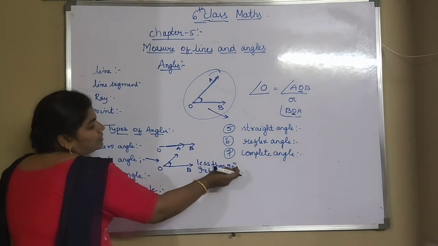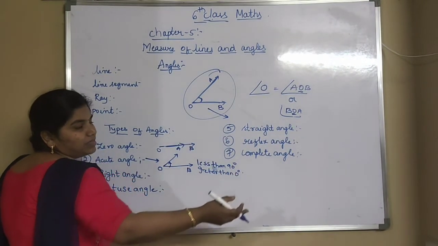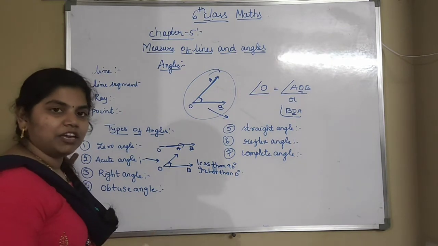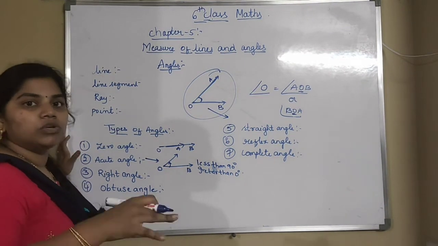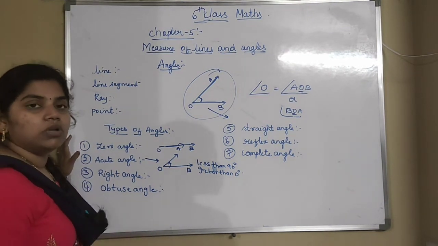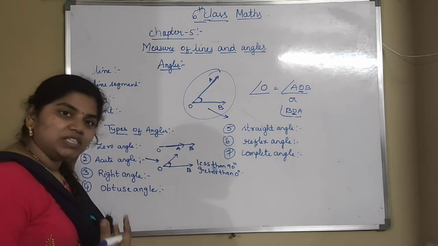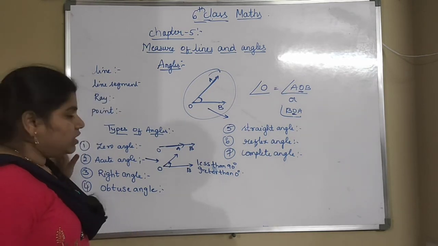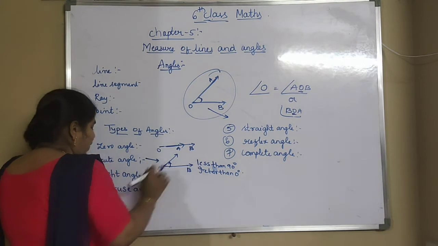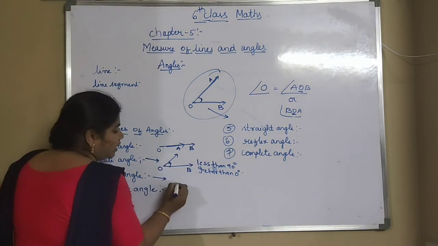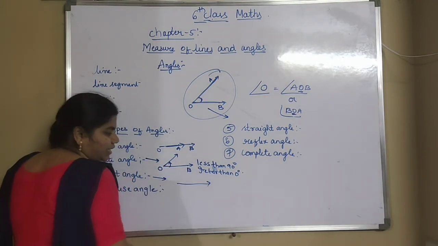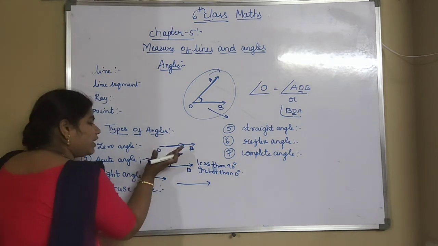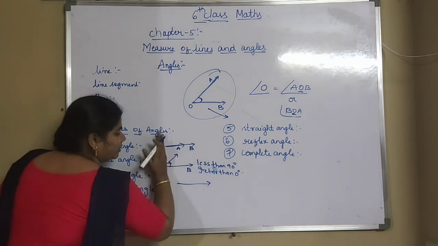Here less than 90. Less than 90 means it will be 89. 89 is acute angle. 87 is also acute angle. 50 is also acute angle. 60 is also acute angle. So this is called as acute angle. Now coming to right angle. Now B ray is same as it is. Now this acute angle has become straight like this.